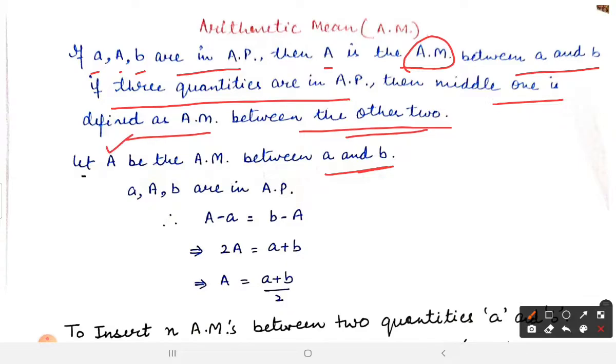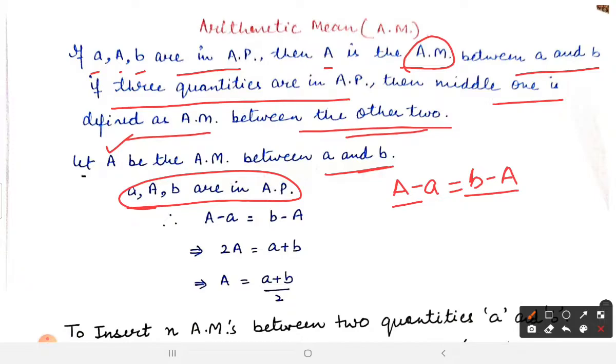So we have three numbers in AP. Three numbers will be in AP if the common difference is the same. Common difference means if we subtract a from capital A, and if we subtract capital A from b, we will get the same difference. This is what we want the numbers to be in arithmetic progression.